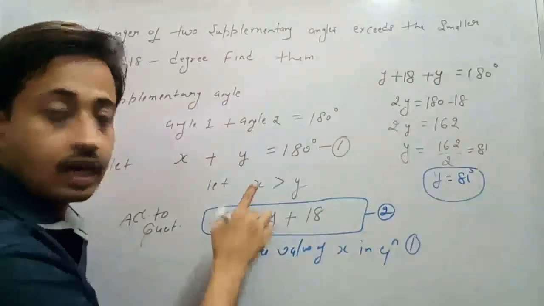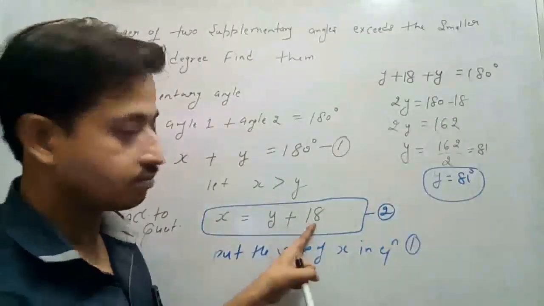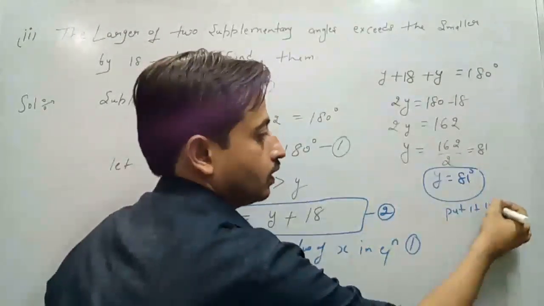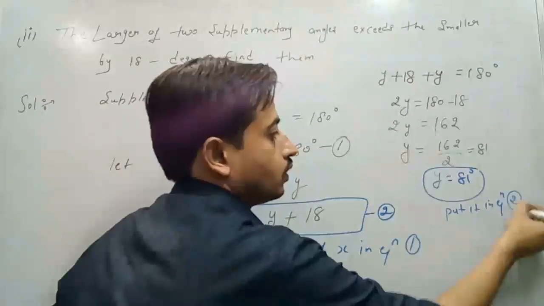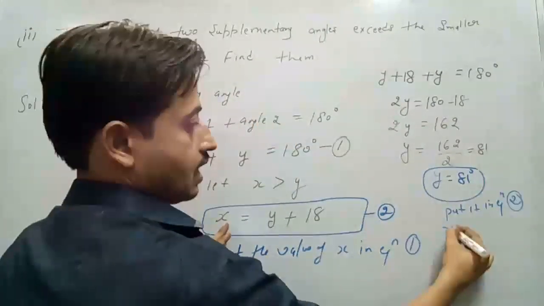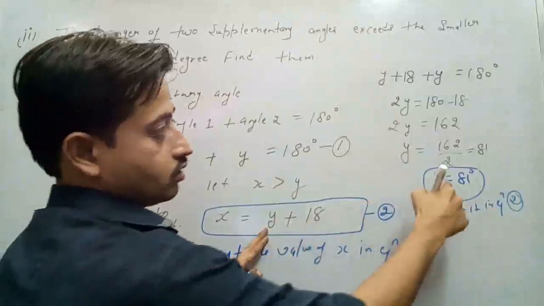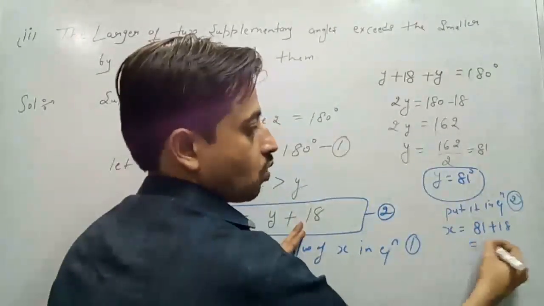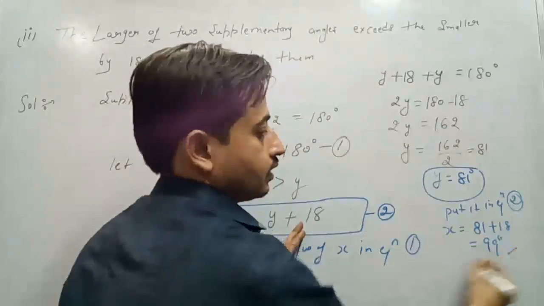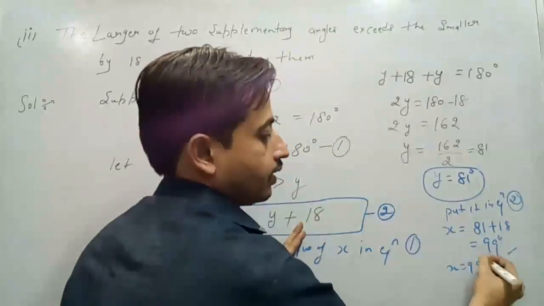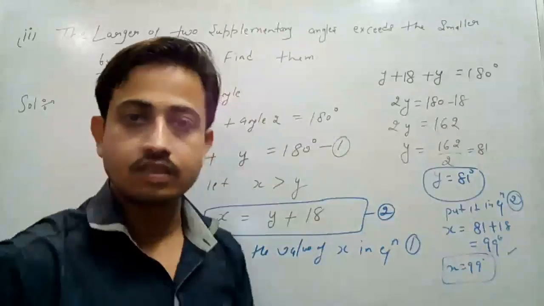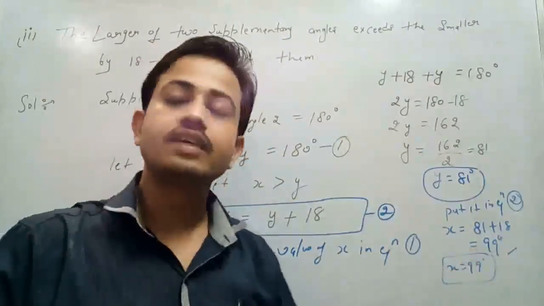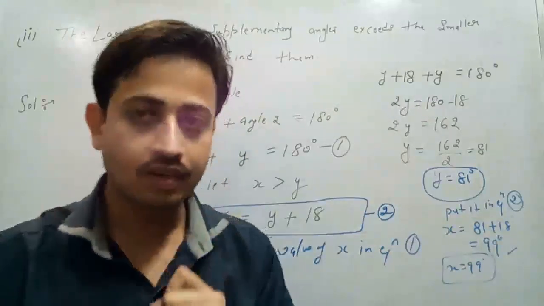The x angle is greater by how much? Y plus 18. So put this value in equation 2. x is equal to y, and the value of y is 81, plus 18, which is equal to 99 degrees. So x is 99 degrees. This is your answer for x. So the value of y is 81 and the value of x is 99 degrees. Please make a note.